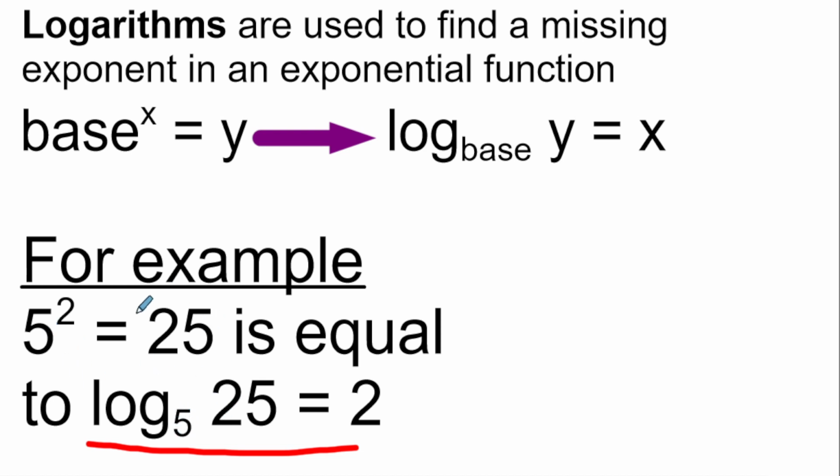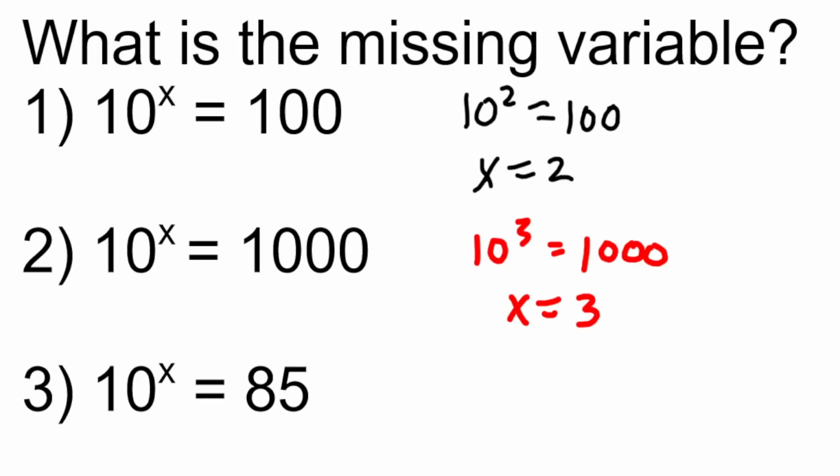And then my output value, what was on the other side of the equal sign, was the 25. And then that log base 5 of 25 is going to be equal to 2, which is my old exponent. And the way that I would read this is I would ask the question, 5 to what power gives me 25? So it's literally exactly what we're just doing here.